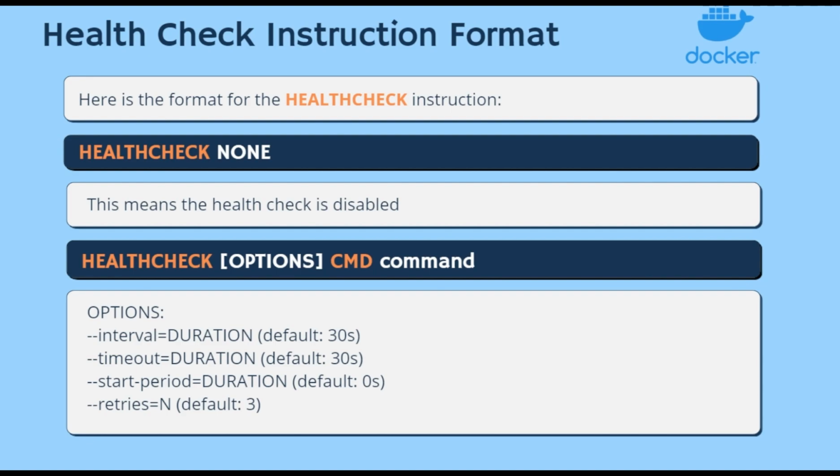HEALTHCHECK options command. The interval option specifies the time interval between consecutive health checks. The timeout option sets the maximum time allowed for each health check to complete. The start-period option defines the time period Docker will wait before starting health checks after a container has been created. The retries option determines the number of consecutive health check failures allowed before considering the container as unhealthy.